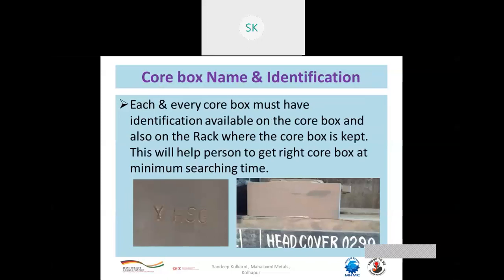We go one by one. Each and every core box must have identification available on the core box and also on the rack where the core box is kept. This will help the person to get the right core box at the right time and with minimum search time. So we avoid searching of core box. We avoid the wrong core box being put on production. So you must have a name on the core box as well as on the rack so that the person can easily go and find out which core box he has to put.